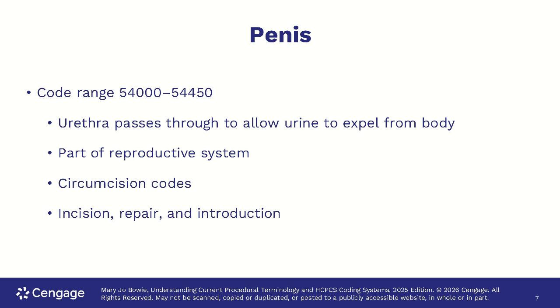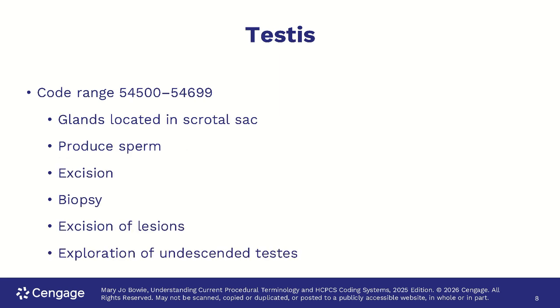And this is not an anatomy class. All right, so procedures completed on the penis. The penis is an organ through which the urethra passes urine to be expelled from the body as part of the urinary system. But as it relates to the reproductive system, the penis delivers spermatozoa to the female reproductive tract, and the distal end of the penis is known as the glans penis.